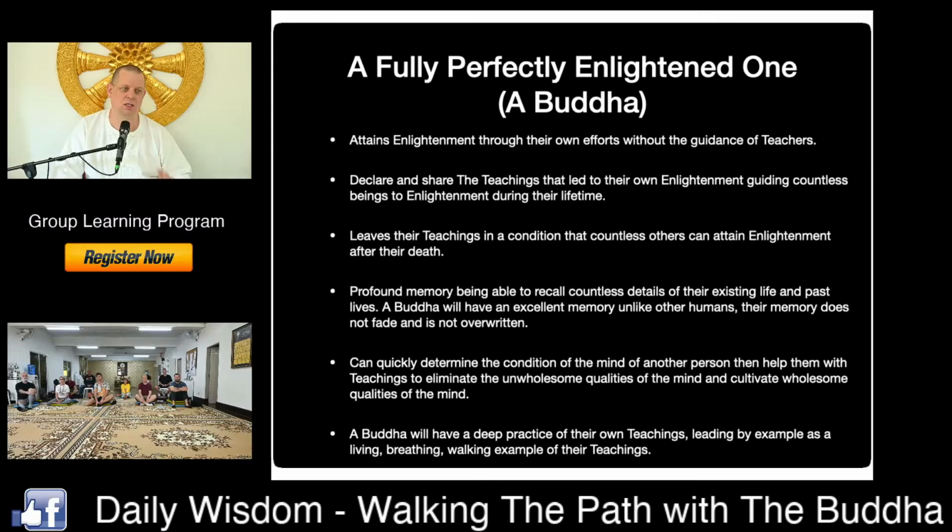The second criteria is that they will dedicate the rest of their life to sharing their independently discovered teachings, and countless people will get to enlightenment during that person's lifetime. Then the third criteria is that they will preserve their teachings in such a way that countless more people will get to enlightenment after their death. So this is the three primary criteria of what makes a Buddha a Buddha. Then there's additional criteria as well.